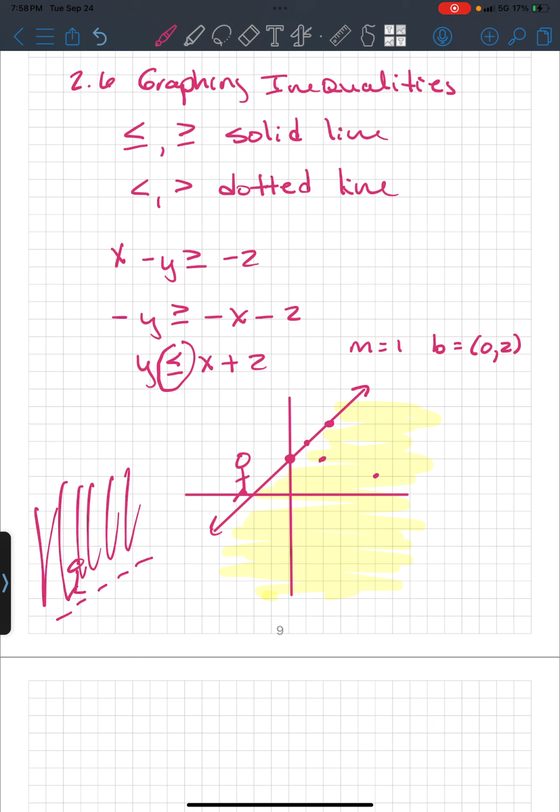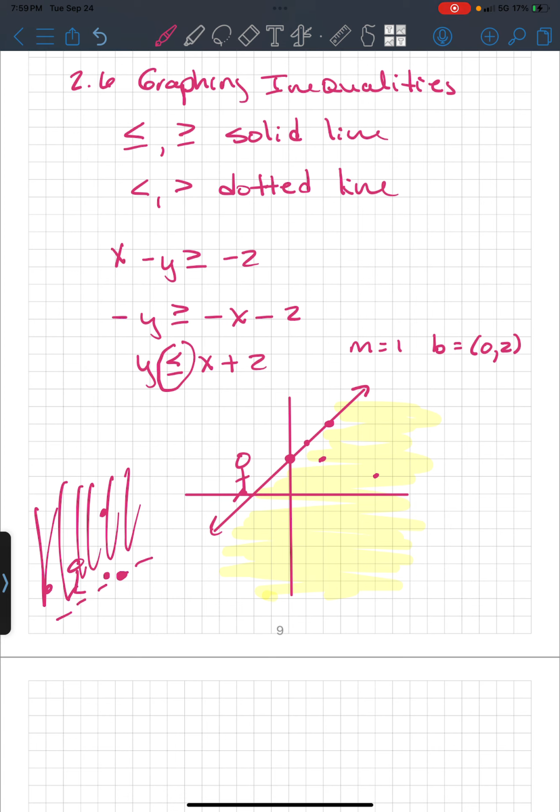So if I had a point here, yes. If I had a point here, yes, that would be on. What if I had a point there? No, because a dotted line means up until you hit that line. So like right there, yes, would be an answer. But when it hits that line, it is no longer an answer.